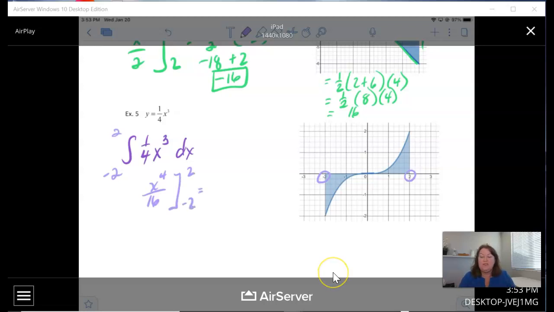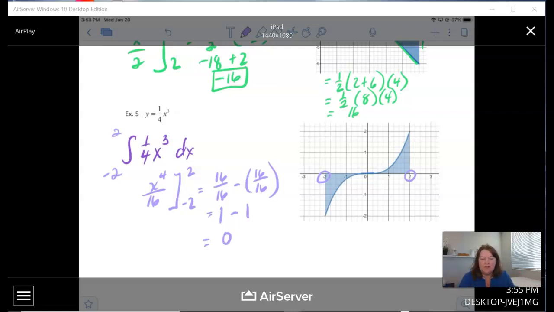So if I put in a 2 to the 4th power, that's going to be 16. So I'm going to get 16 over 16 minus, if I put in a negative, it's going to also turn positive and be 16 over 16. So I'm going to get 1 minus 1, which is 0. Why would my integration be 0?